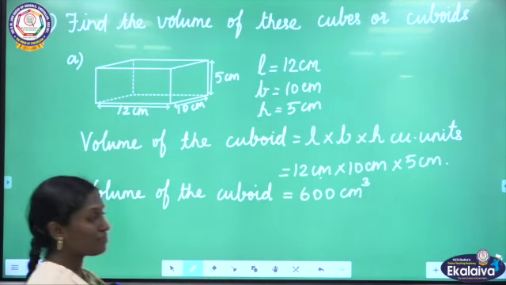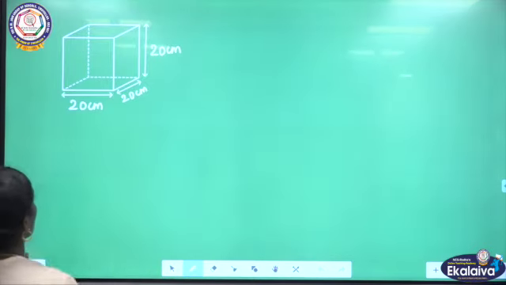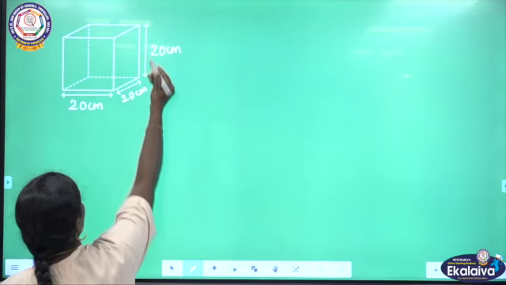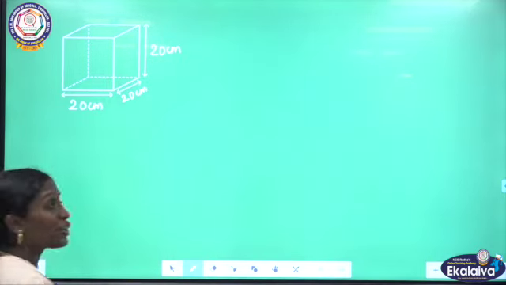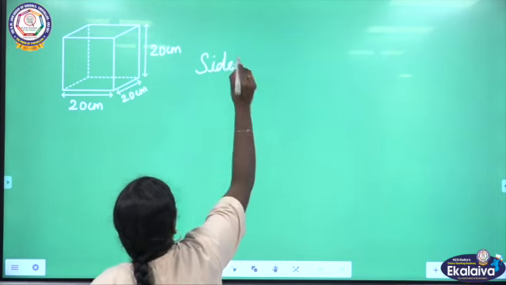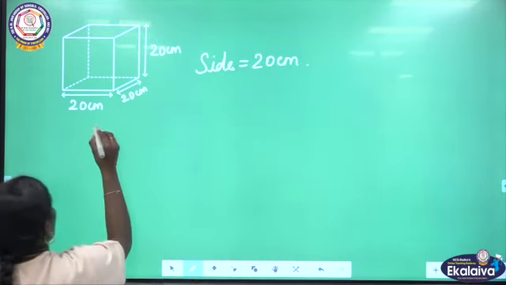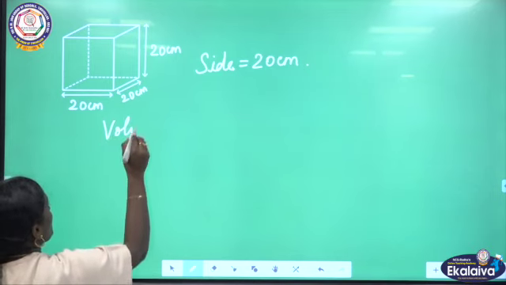Is it clear, children? Then the next one, cube. Here 20 centimeter, 20 centimeter, 20 centimeter. So this is the cube. We are going to find the volume of the cube. Side is equal to 20 centimeter. Okay, we are going to find the volume of the cube.